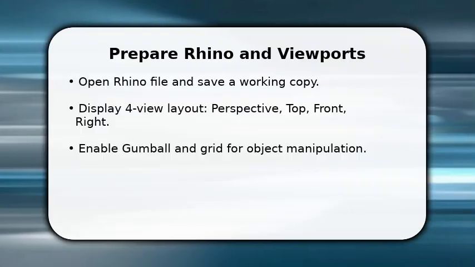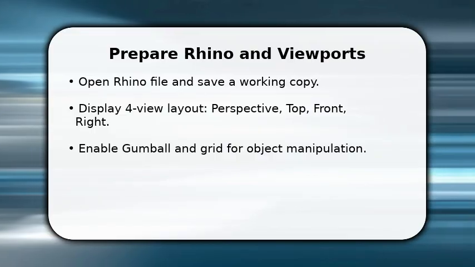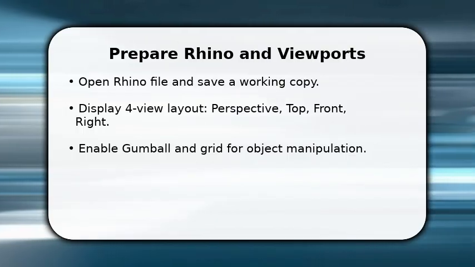You begin by opening Rhino and saving a working copy. This prevents accidental changes. Next, switch to the 4-view layout so you can see perspective, top, front, and right simultaneously. This gives context for view adjustments.